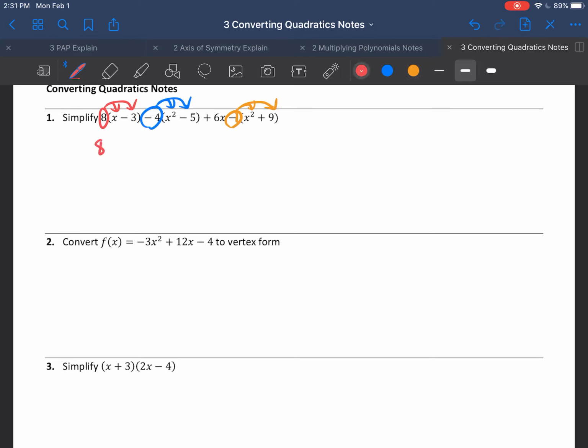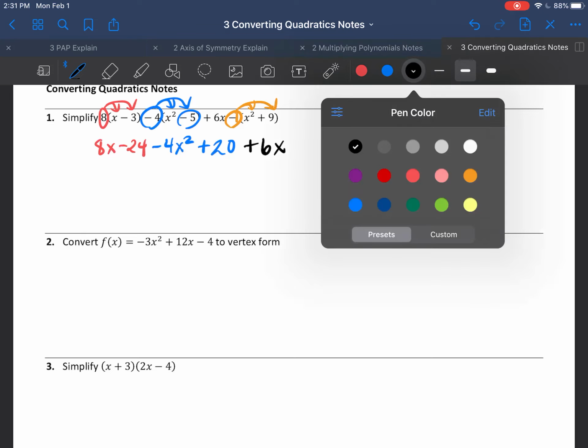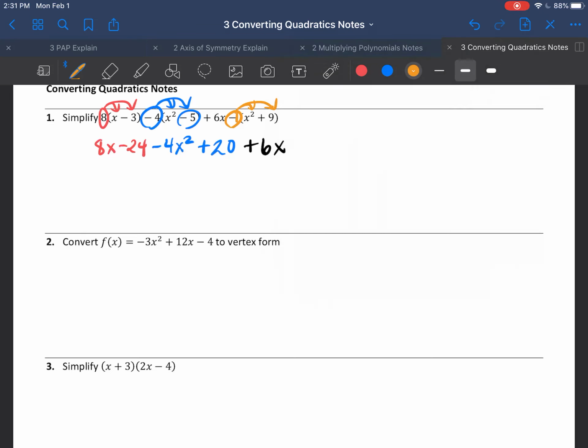So 8 times x is 8x. 8 times -3 is -24. -4 times x squared is -4x squared. -4 times -5 is positive 20. Copy down the 6x. We're not doing anything with that yet. And then distribute your -1. So you get -x squared and then -9.